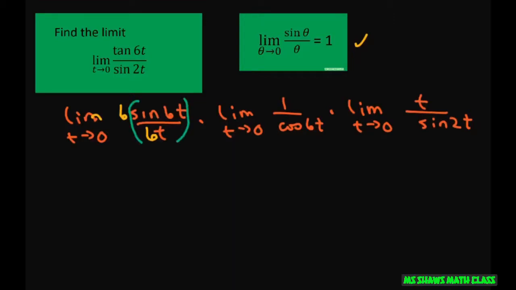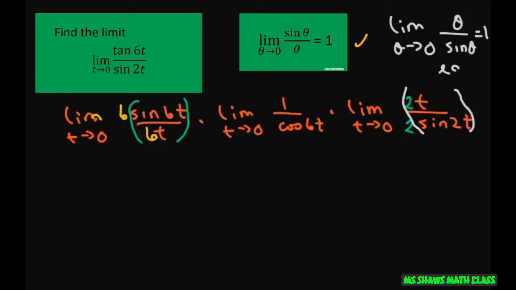I'm going to do the same thing here. I'm going to multiply this by 2 and this by 2. Because now we have this part here that equals 1, because again, the limit as theta approaches 0 of theta divided by sine of theta also equals 1. I'll call that equation 2. Now we can solve this and find the limit.